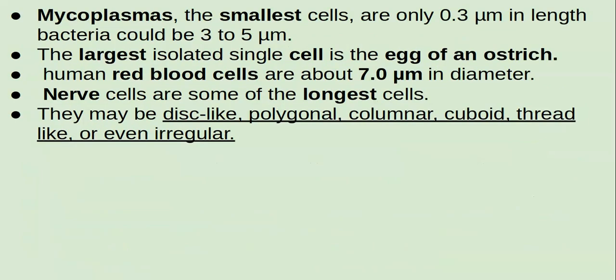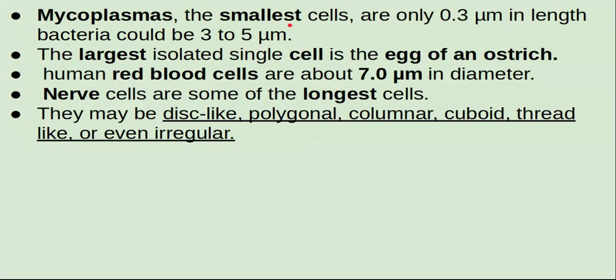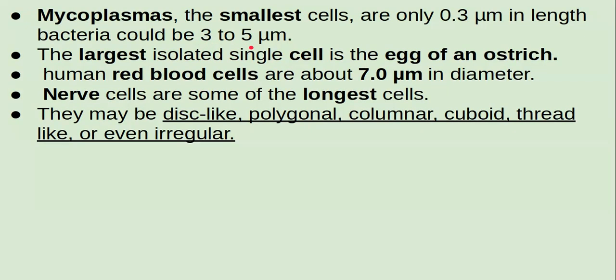Now, with respect to shape and size of cells. Is there a similarity in all cells, or are there differences and variations seen in cells? So you all know that the answer is that cells differ. Some differ in sizes, some differ in shapes. Some examples have been given in your book. Mycoplasmas are the smallest cells, and they have given you the size, the length of which is 0.3 micrometers. And bacterial cells also are small cells but a little bigger than mycoplasmas, and they are around 3 to 5 micrometers.